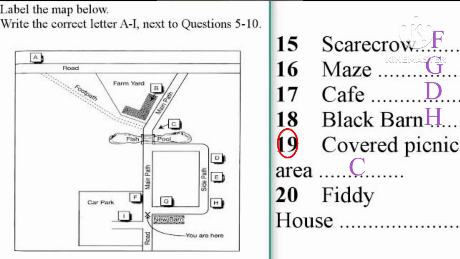Last question, question number 20, Fiddy House. And the last thing to mention is Fiddy House itself. From here you can cross the bridge. The audio we have listened to. From here you cross the bridge. यानी यहाँ से आपको ब्रिज को अबूर करना है. यानी हम ब्रिज को अबूर करके यहाँ आ जाएंगे.